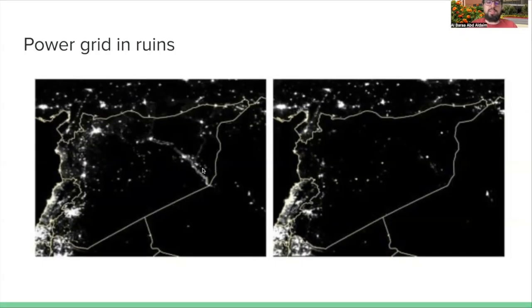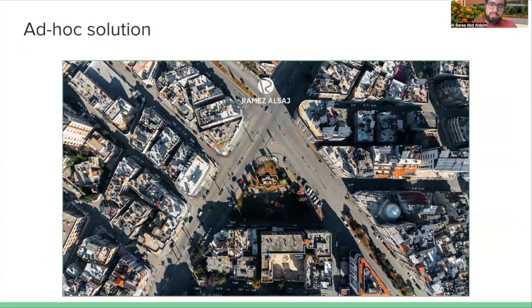As you can see in this satellite image of before and during the war, the reliability of the network got very bad. So people had to reach for ad hoc solutions, starting with gas-powered generators and car batteries, and more recently they started using solar energy panels. As you can see, they've been widely adopted.